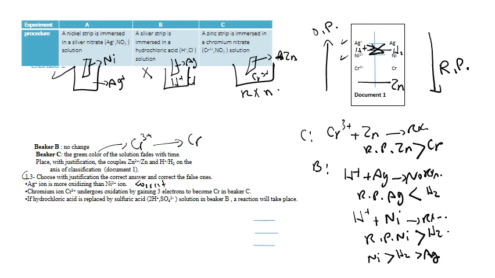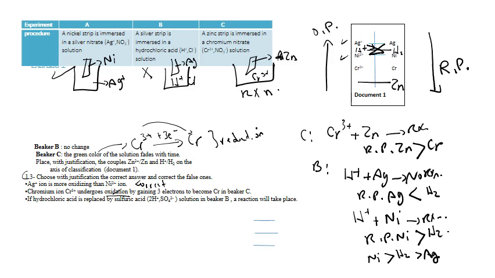For the second statement, chromium ion Cr3+ undergoes oxidation by gaining 3 electrons. Cr3+ becomes Cr when it gains 3 electrons. This is correct, but this reaction is known as reduction. So we should change oxidation into reduction.